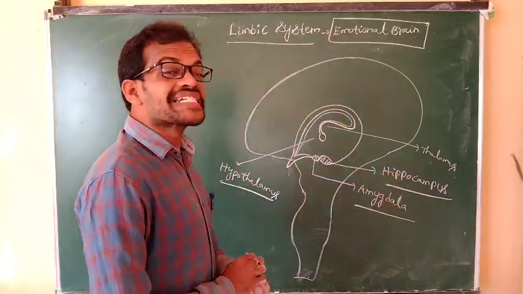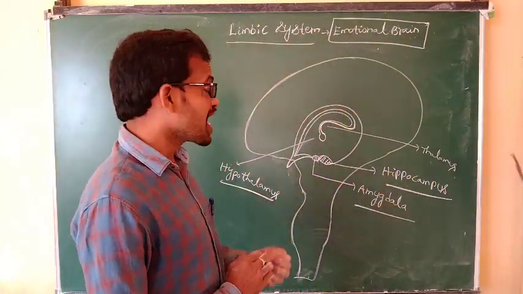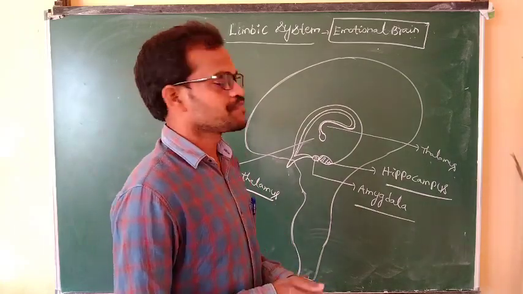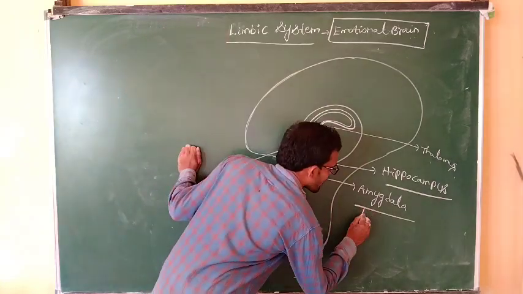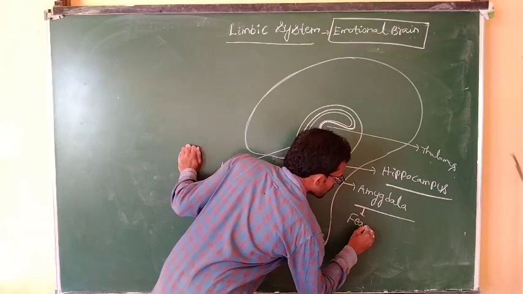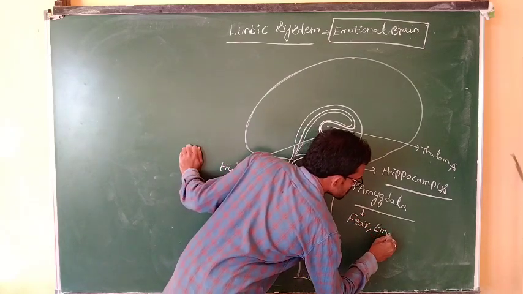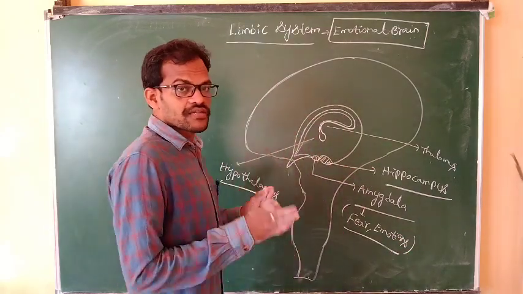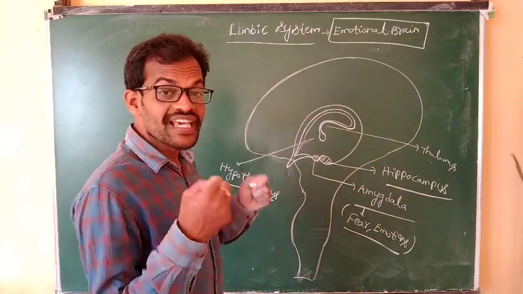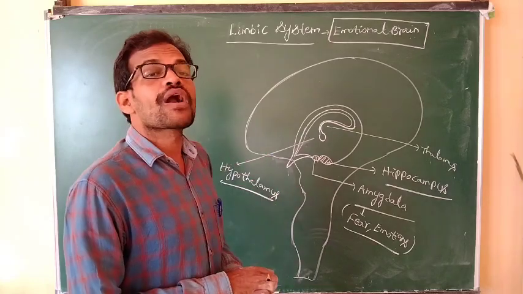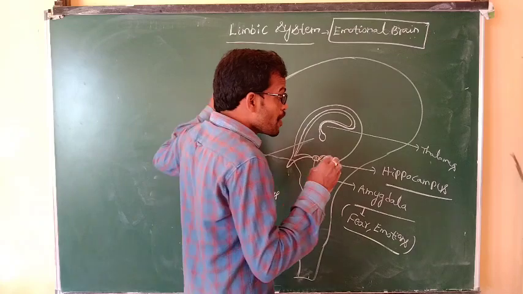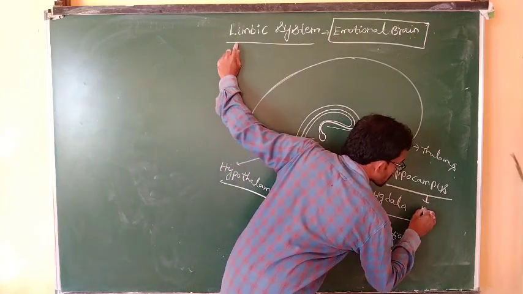Coming to the amygdala, what is its function? It controls the emotions, especially fear. This entirely is nothing but emotions. Fear is controlled by the amygdala. Next one, the hippocampus. It is helpful for memory consolidation.